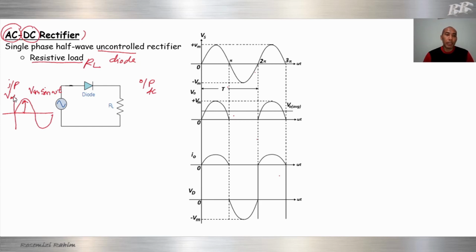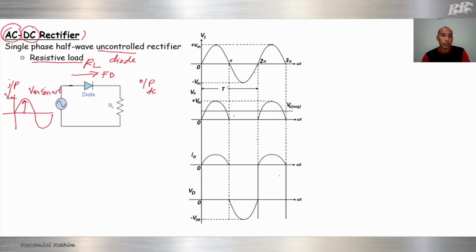I think you learned before about the diode. How the diode works is that it can only work during forward bias. During reverse bias, the diode will be off. It looks like a switch, a one-way switch. A diode can conduct current during forward bias, and it cannot conduct current during reverse bias. So let's start.